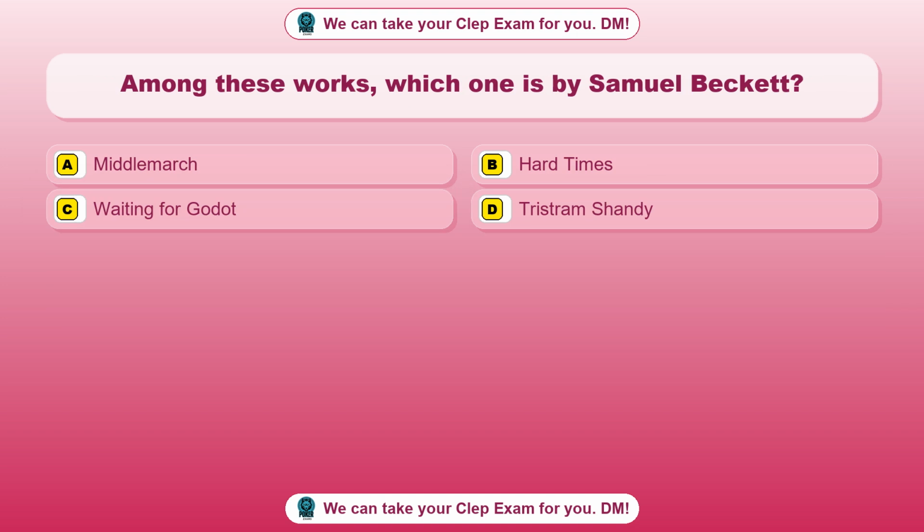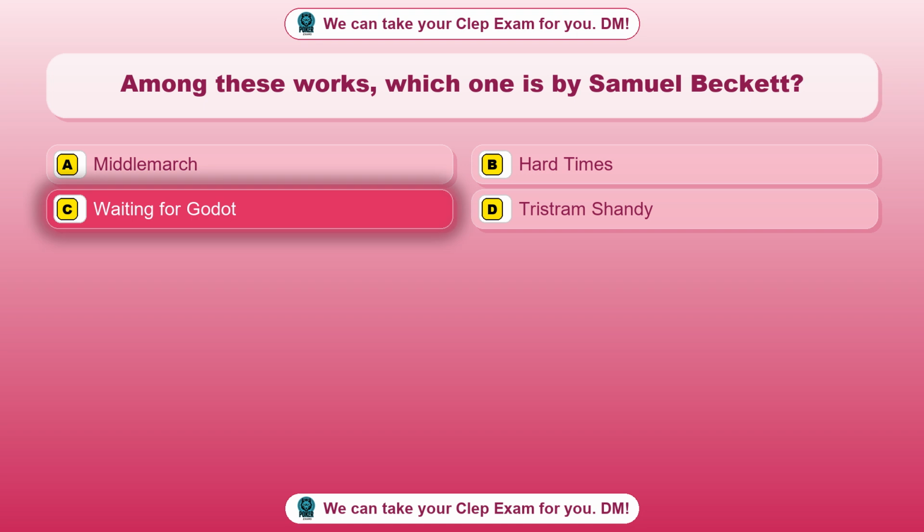Question 48. Among these works, which one is by Samuel Beckett? Option A, Middlemarch. Option B, Hard Times. Option C, Waiting for Godot. Option D, Tristram Shandy. The correct answer is option C, Waiting for Godot.